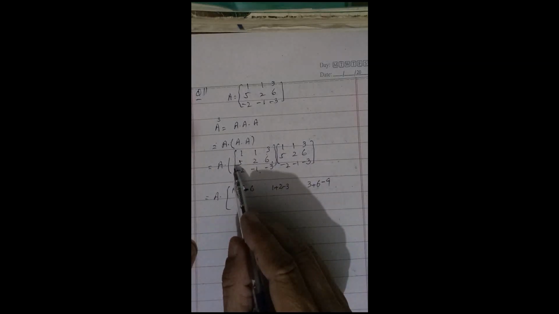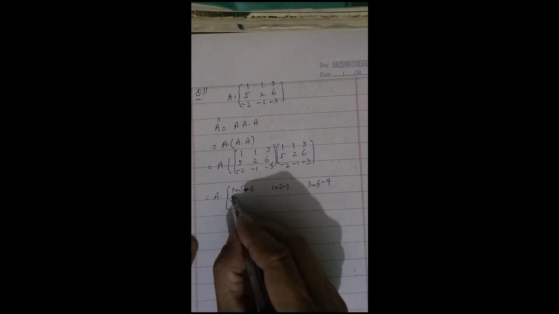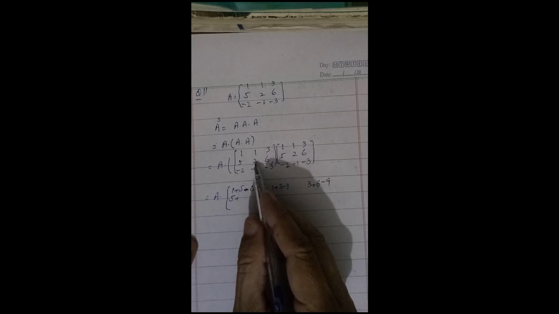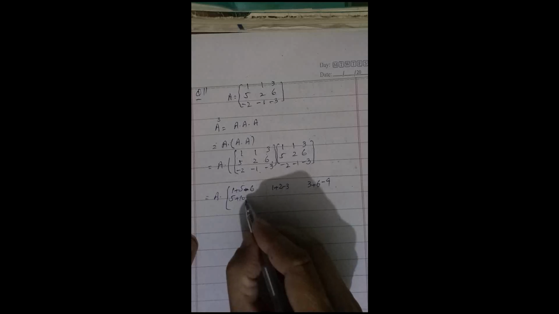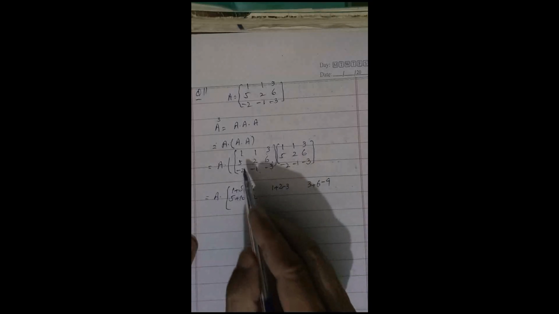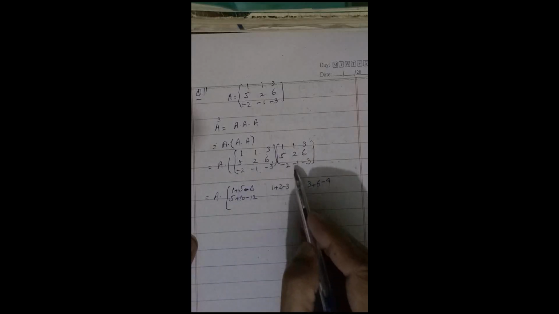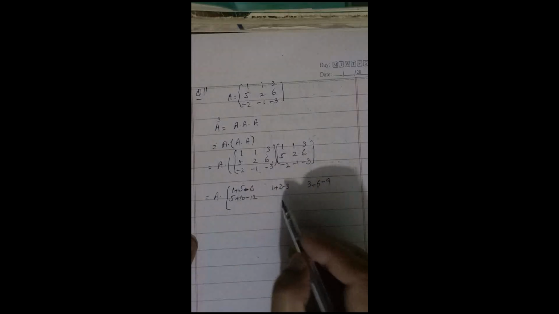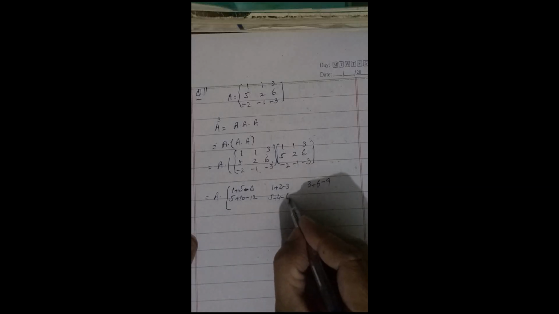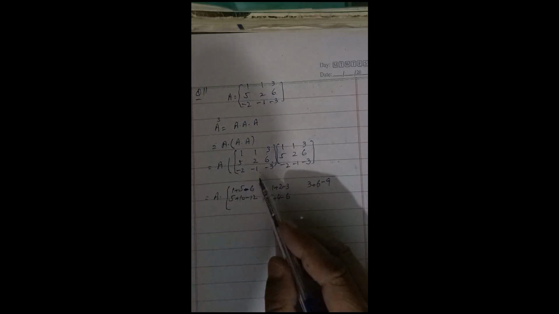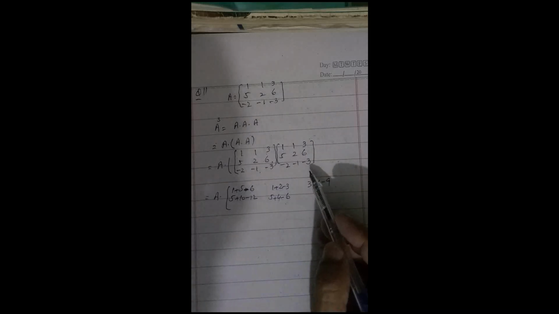Now we multiply the second row with the first column. 5 multiplied by 1 is equal to 5, plus 2 multiplied by 5 is equal to 10. Then 6 multiplied by minus 2 is equal to minus 12. And the second row is multiplied with the second column. 5 multiplied by 1 is equal to 5. 2 multiplied by 2 is equal to 4. And 6 multiplied by minus 1 is equal to minus 6. And now the second row is multiplied with the third column.